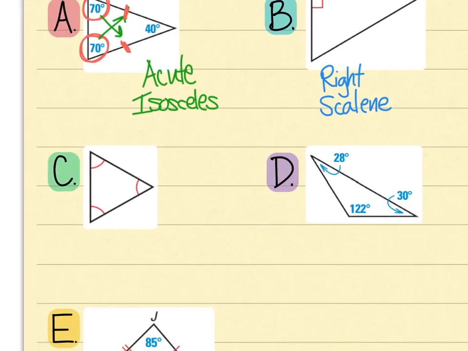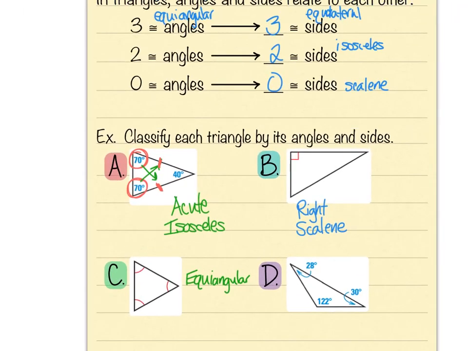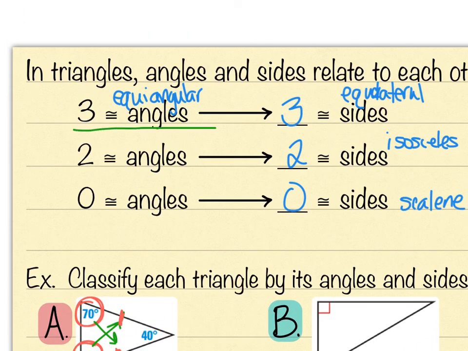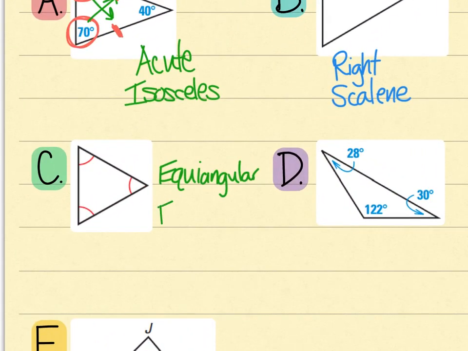In example C, I've got an equiangular triangle. It's also acute, but we'll say equiangular. If I could spell, that would be nice. Equiangular. There we go. And then, as I just mentioned previously, if we have three congruent angles, we'll have three congruent sides, which means this equiangular triangle is also going to be equilateral. And again, that'll always be the case. Equilateral. Every equiangular triangle will be equilateral.